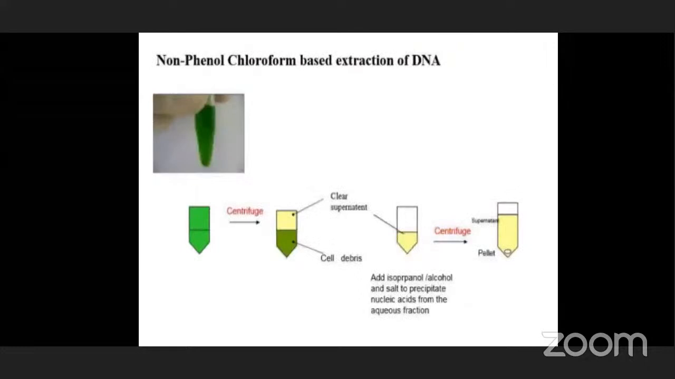Okay. This slide shows the non-phenol chloroform extraction method. Another method is used here. First, cell lysis of the blood. After centrifugation, transfer the clear solution to another tube. Here, isopropanol or alcohols and salt precipitate nucleic acid from the aqueous solution. Then remove the supernatant and the pellet remains. Then add alcohol for washing and dissolve the DNA in tris EDTA buffer. It is a short procedure.